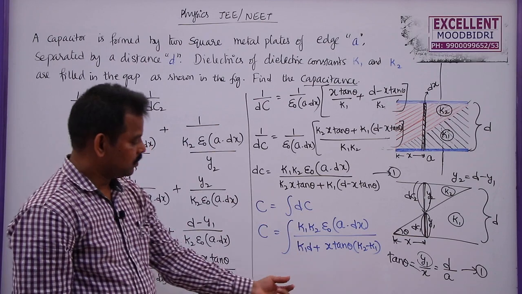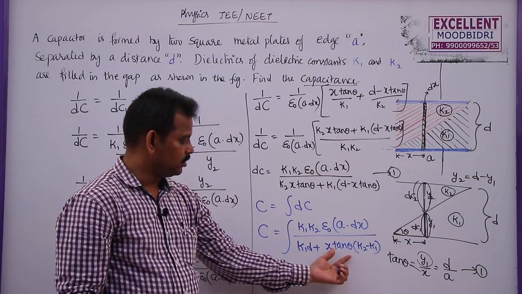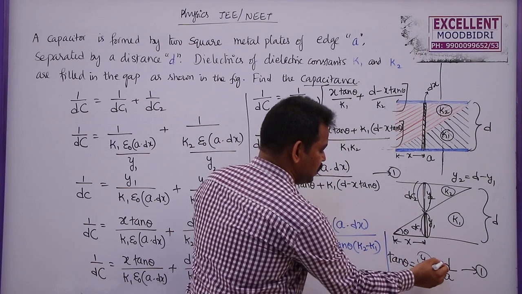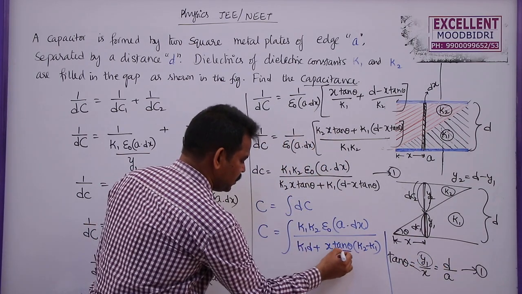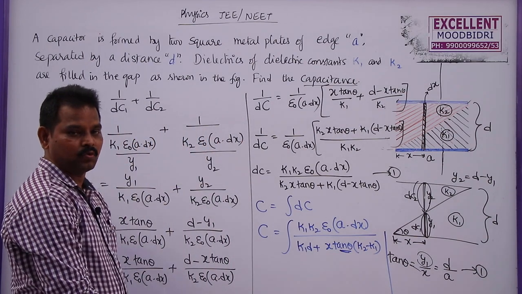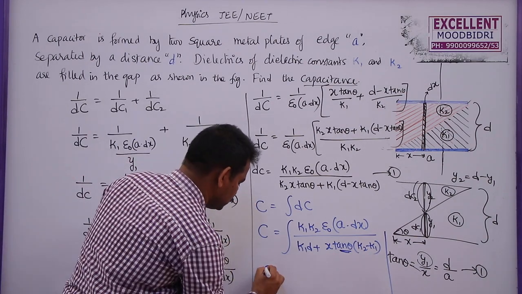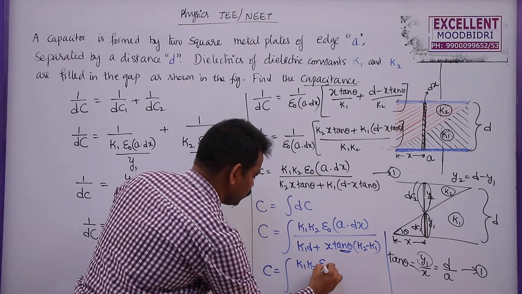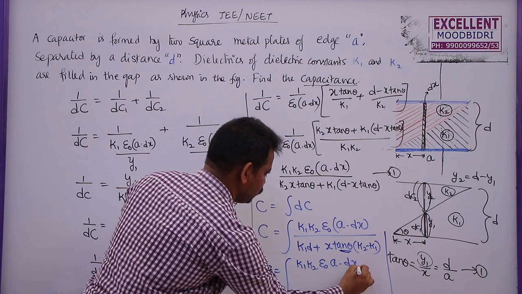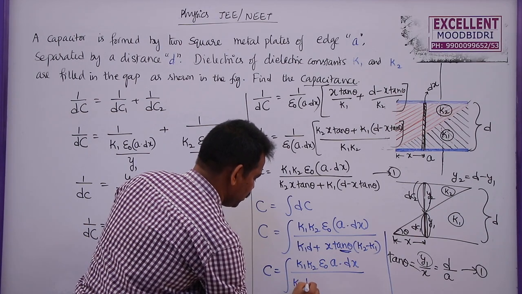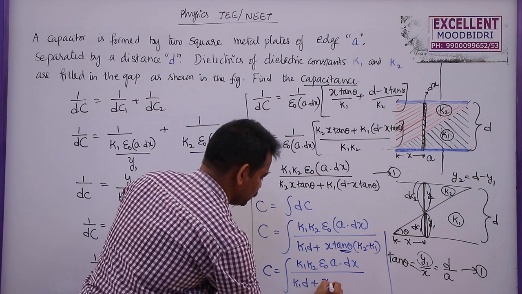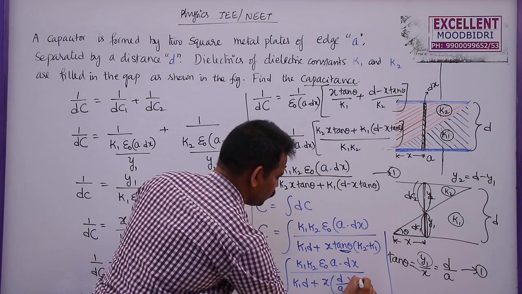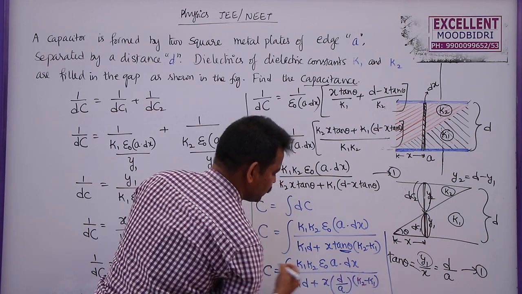Now you can simplify this one because I need to eliminate this trigonometric function here. You can see tan theta can also be written as not only y1 by x, this is also d by a. So here in place of tan theta you can write the distance between two plates by the edge of the plate. So C is equal to k1 k2 epsilon naught a into dx by k1d plus x into tan theta, which is d by a, into k2 minus k1.